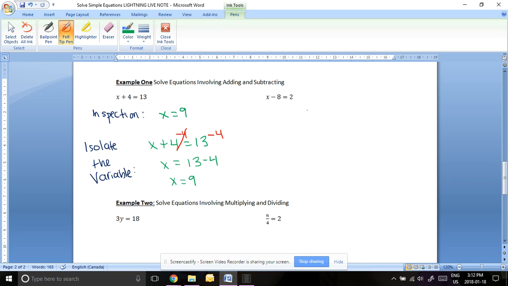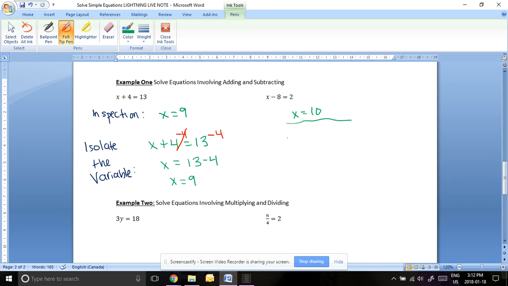Okay, let's try it with subtraction instead. So again, we can start with inspection. Something minus 8 is equal to 2. What is that something? Well, you can play around with it, or maybe some of you just know right away. You can guess and check, but the answer is 10. 10 minus 8 is 2.